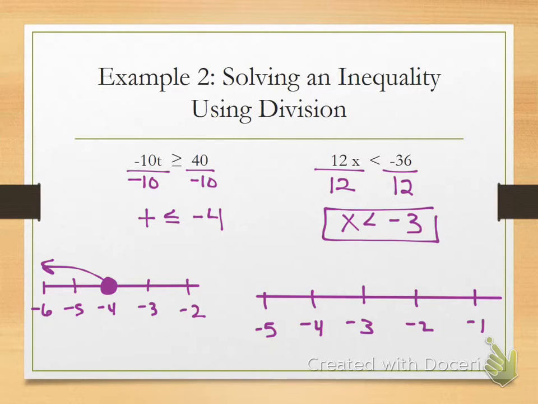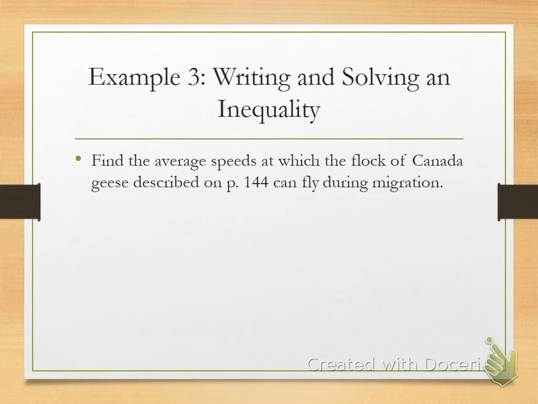What is it? It is open because there's no equal to symbol underneath the less than sign. So open dot, arrow going left for less than. Any questions? All right, one more. You know we got a word problem.